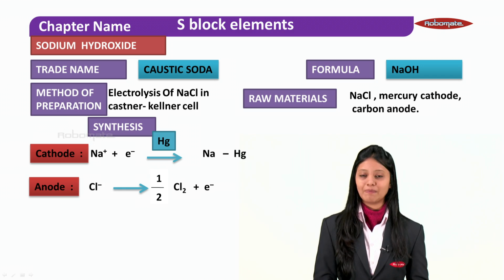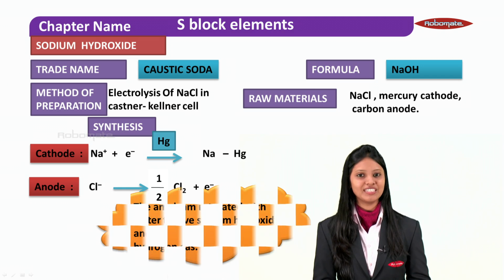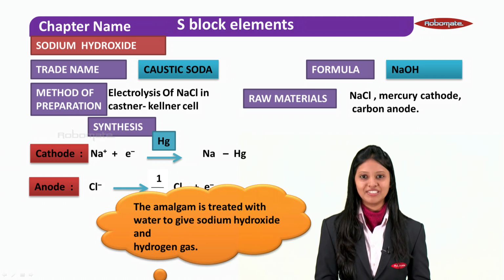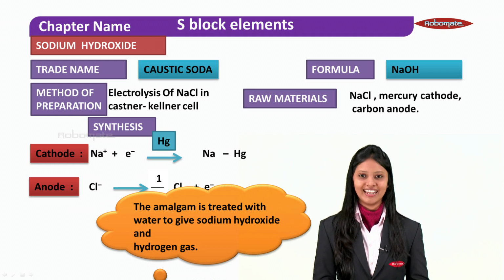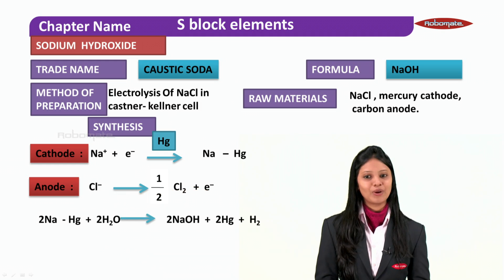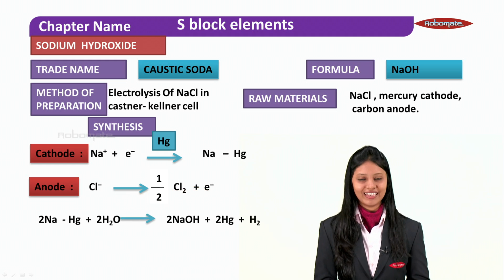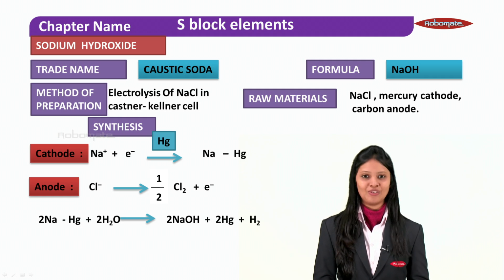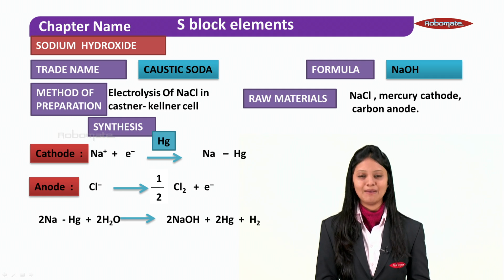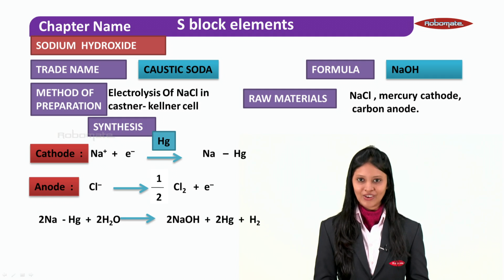Now we wanted to prepare sodium hydroxide. So the further step is that sodium amalgam is treated with water and it gives us sodium hydroxide. Let's see the reaction. Sodium amalgam plus H2O gives us NaOH plus Hg, that is mercury, which is used as a catalyst, and hydrogen gas. So this was about synthesis of sodium hydroxide.